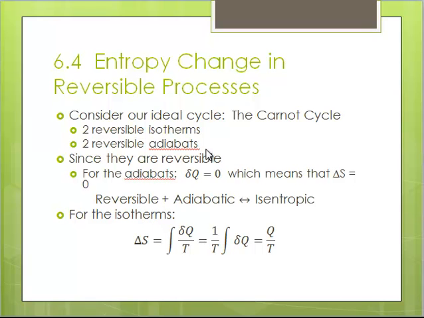Now, the other type of steps that I have in the Carnot cycle is these isothermal reversible steps. If it's isothermal, dq over T is easier to integrate because T is constant. I can bring it out of the integral, and so it's just Q over T. And so I have a way of evaluating the amount of entropy change as the amount of heat transfer divided by the temperature at which it happens.